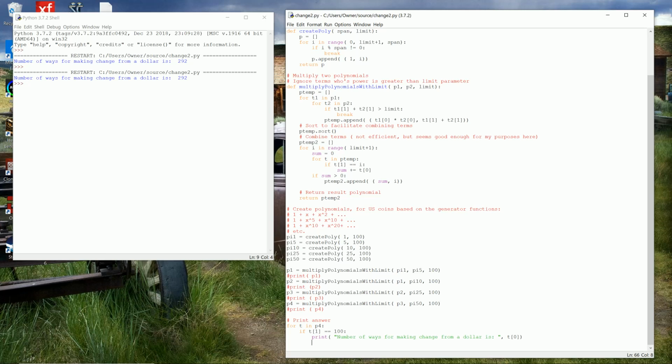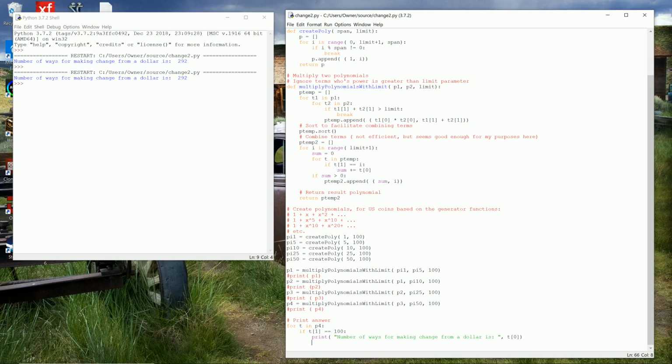A generator function in combinatorics is a way to create these polynomials, and when you multiply them together and then go look at the answer and find the coefficient for a specific term, it will give you the answer.